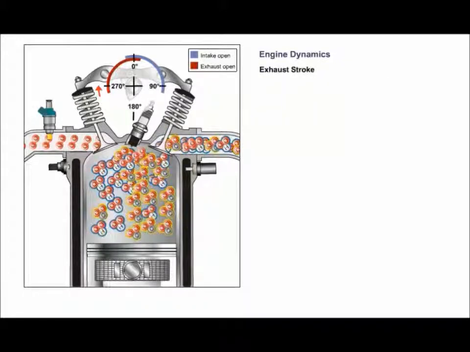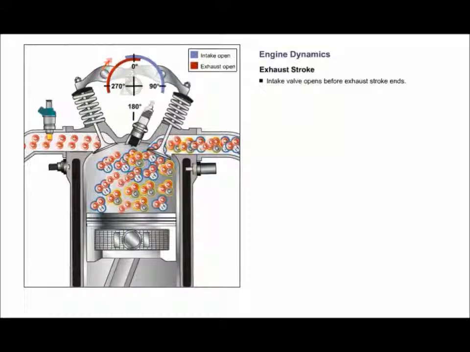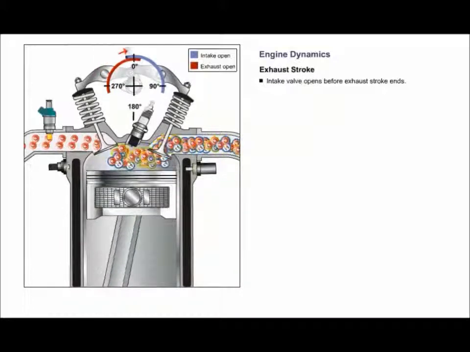On the exhaust stroke, the intake valve opens before the piston reaches top dead center. Notice the exhaust valve does not close until the intake stroke just begins. This is defined as valve overlap, since both intake and exhaust valves are open at the same time.